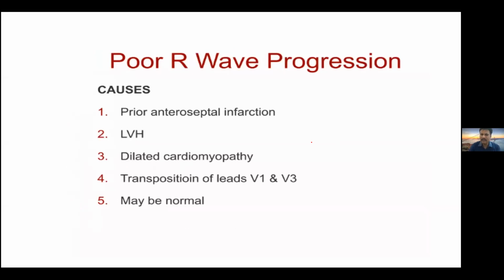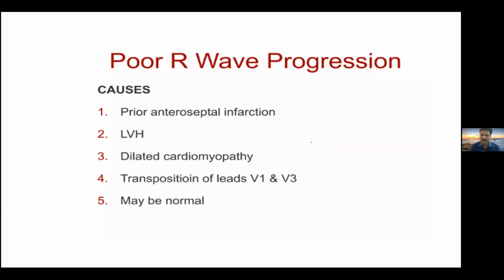So I told you it has to progress properly from V1 to V5. If it is not progressing properly, there may be no electrical activity, which means an old anterior MI; it should not progress. A QS pattern is there. When left ventricular hypertrophy is taller, it means the ventricle is slightly altered in configuration and there will be non-progression. In case of cardiomyopathy, there may be non-progression.